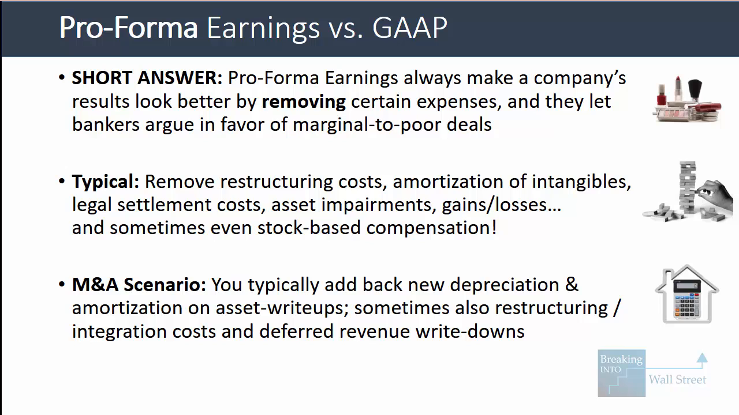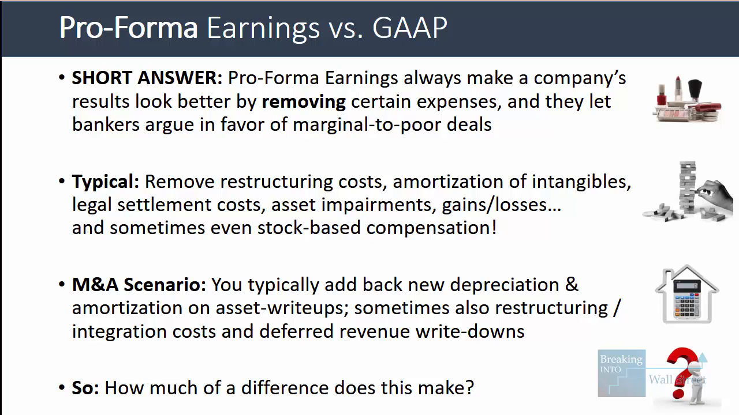In an M&A scenario, you typically add back the new depreciation and amortization on asset write-ups. You write up PP&E and you create new intangibles in most M&A deals, and there is new depreciation and amortization associated with both those, so you will typically add back or remove those expenses. Sometimes you will also remove restructuring and integration costs and deferred revenue write-downs, assuming, of course, that all of these actually appear on the company's income statement and therefore affect their earnings per share.